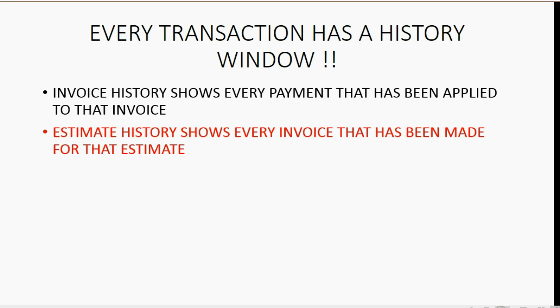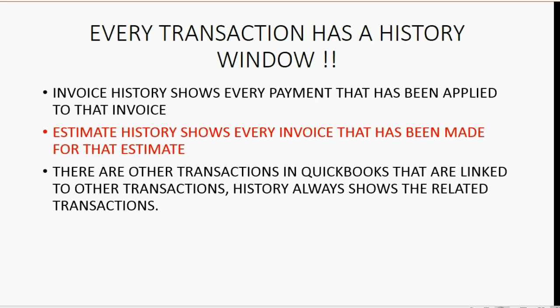You should know that in QuickBooks, there are other transactions that are linked to other transactions. History always shows the related transaction. For example, if you were using the undeposited feature and then you made deposits, you could look at the history of deposits to see every payment that was included in that deposit. So whenever one transaction follows from another, the history window will always show the related transactions.